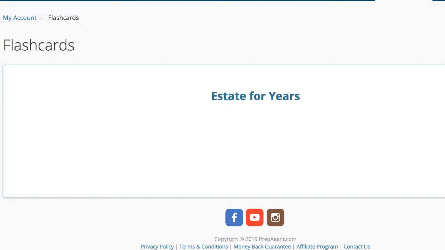Okay, estate for years. So I just spoke about this before. So what is this? What is an estate for years? What do you guys think? Estate for years. It's a fixed period of time. The example we like to use is like a summer rental, Memorial Day to Labor Day.